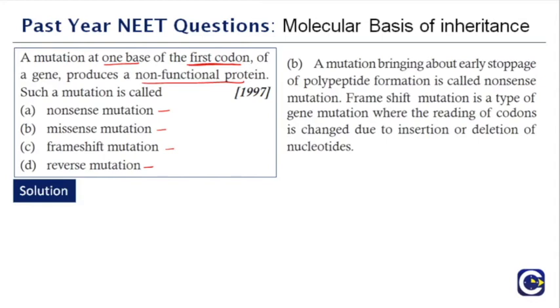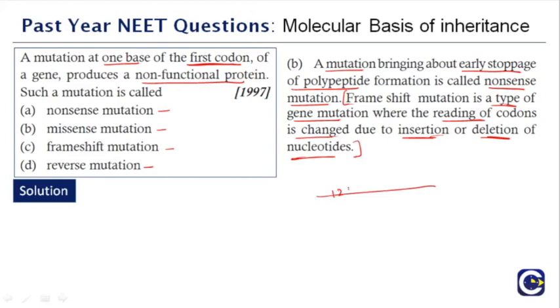And what is the other mutation? A nonsense mutation, a mutation bringing about early stoppage of polypeptide formation, is a nonsense mutation. Then what is frameshift mutation? It is a type of gene mutation where the reading of the codons is changed due to insertion or deletion of nucleotides.